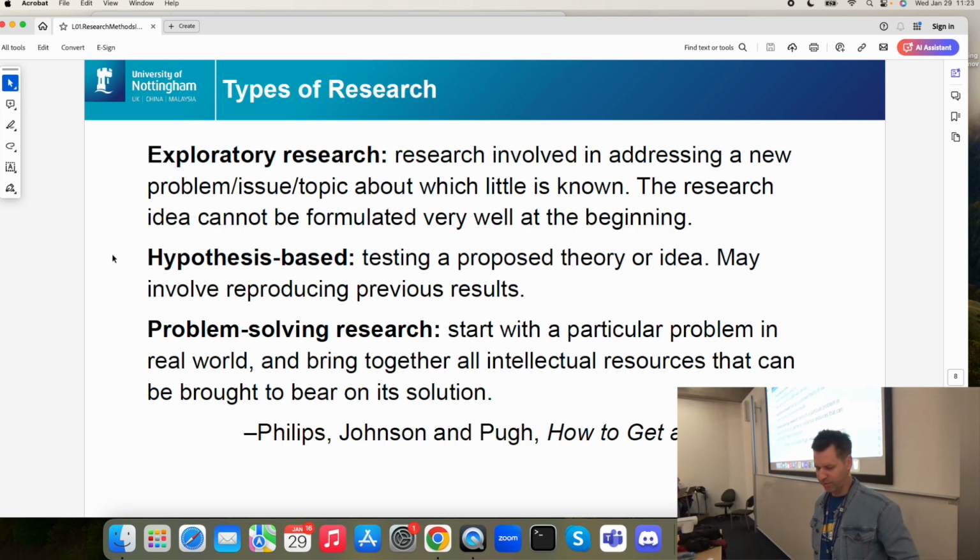And then problem-solving research. So we start with a given problem, like coursework 1. And coursework 1 is a problem that is very specific. We start with a particular problem in the real world or the academic world and bring together all intellectual resources that can be brought to bear on its solution. I think everybody understands this. I think this is something that everybody vaguely knows and understands already, even before you came to this class.